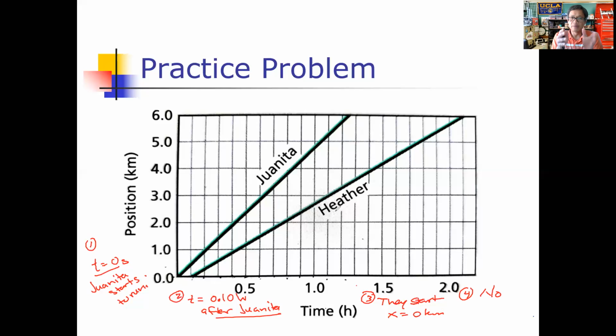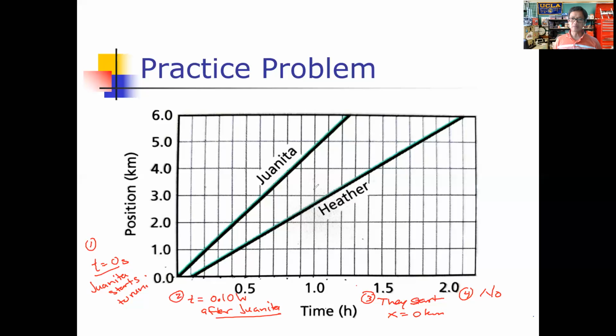But what you'll notice here is the one graphical clue that we can use to determine whether the objects depicted on the position-time graph ever meet: if the lines intersect. If the lines intersect, then they meet at that given moment in time and the given moment in space. But if you notice here, the line for Juanita and the line for Heather will never intersect. They never cross each other. So these two will never meet.